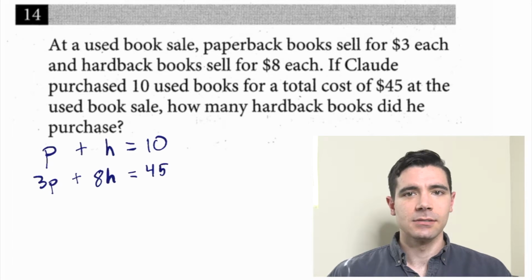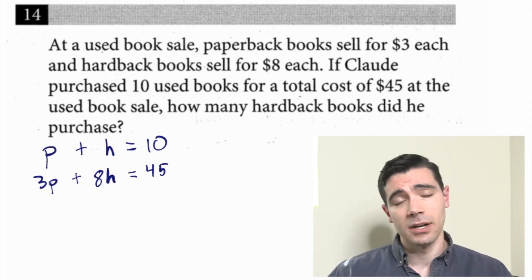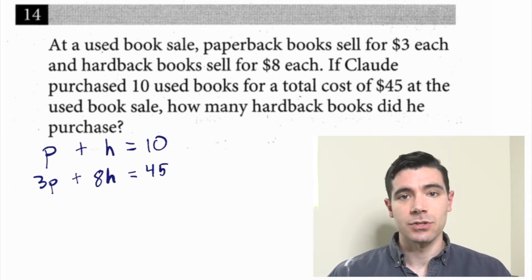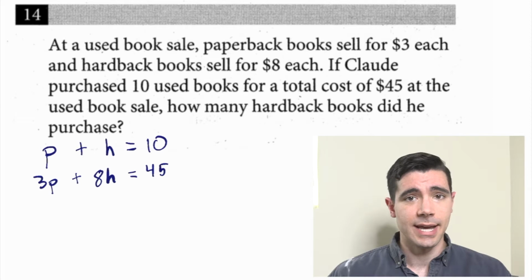Well, we could solve this. We could substitute, meaning we could isolate for P or H and then plug in what we have to the other equation. But usually on the PSAT and SAT, the simpler method is going to be combination. So we want to get a common coefficient on one of these terms. Now in the first equation, both coefficients are 1. There's one P and one H. In the second equation, the coefficients are 3 and 8.